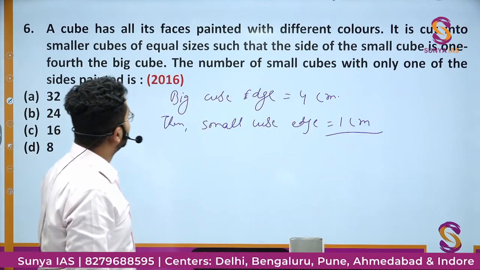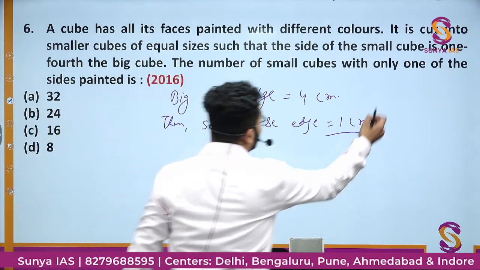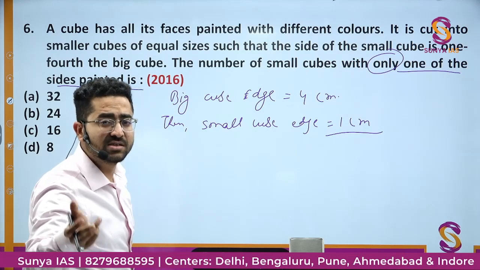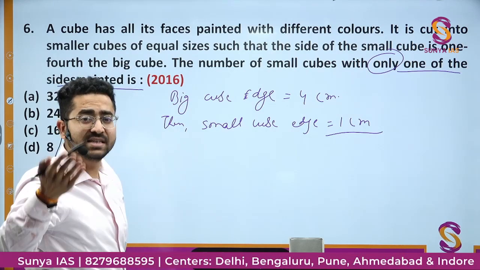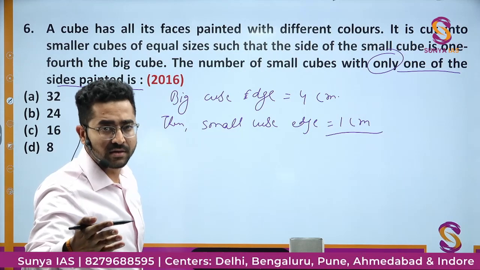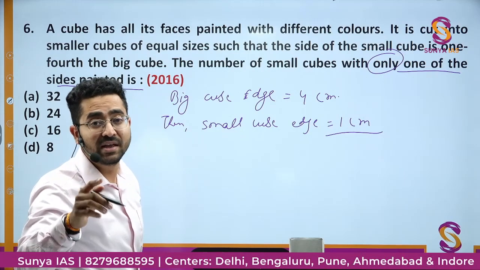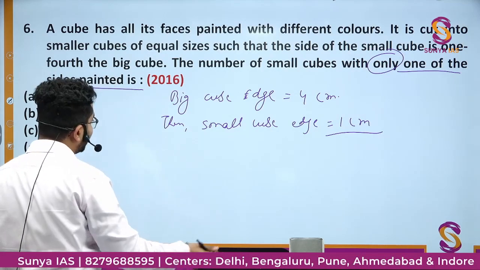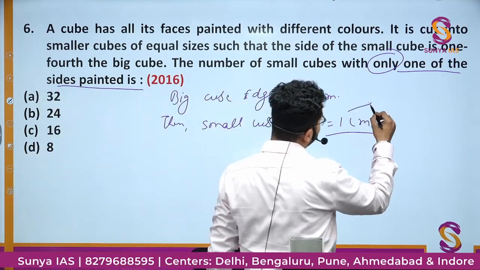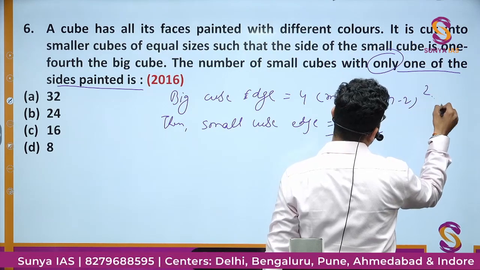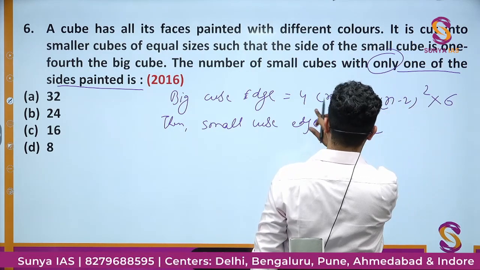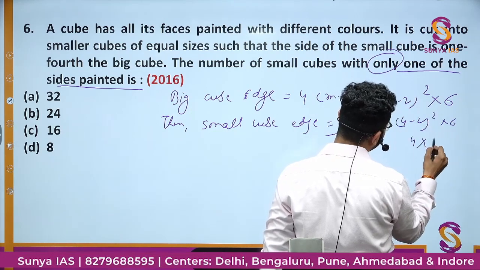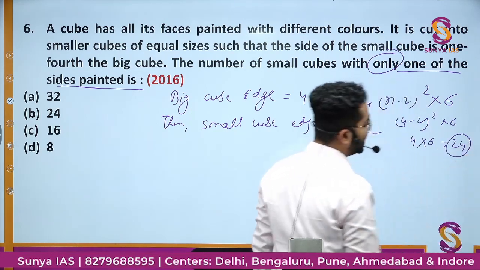Again, then the number of small cubes with only one of the sides painted. केवल एक साइड वाला कौन होता है? कॉर्नर में होते हैं, राइट? एक साइड वाले कौन से होते हैं? कॉर्नर में नहीं, वो कॉर्नर वाले 3 साइड पेंटेड होते हैं. ओनली वन वाले जो सरफेस पे पाए जाते हैं, सरफेस वाला. तो here the formula is (n minus 2) square into 6. n is 4. (4 minus 2) square into 6, 4 into 6, that is 24. That we are getting from formula.